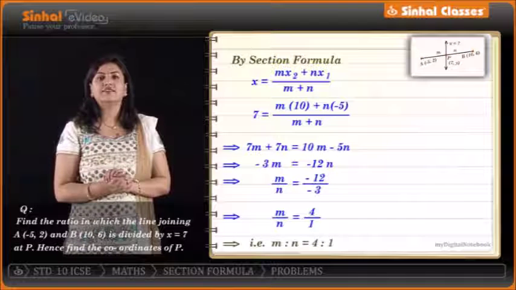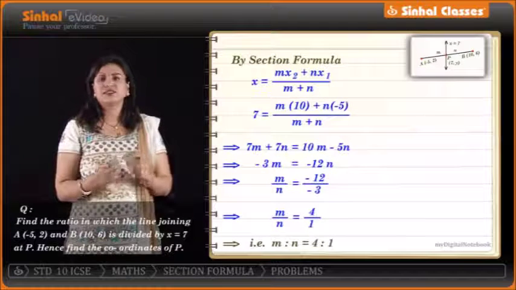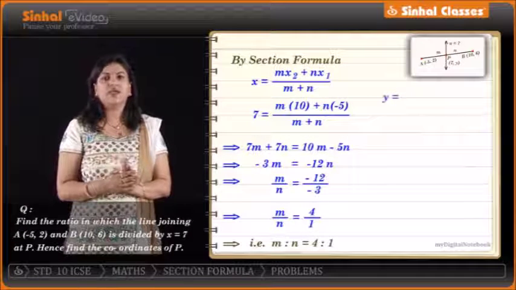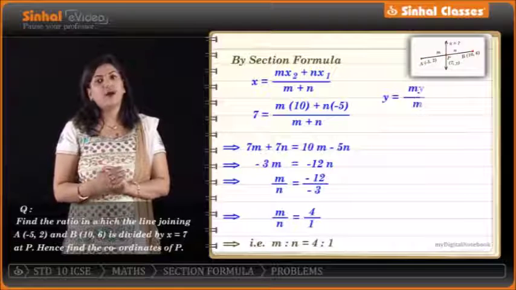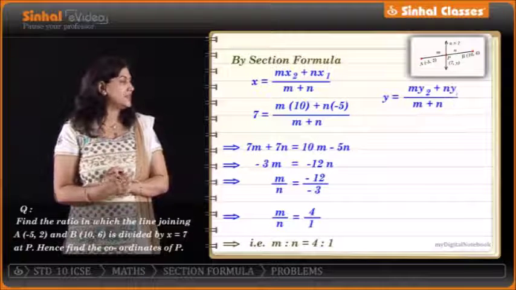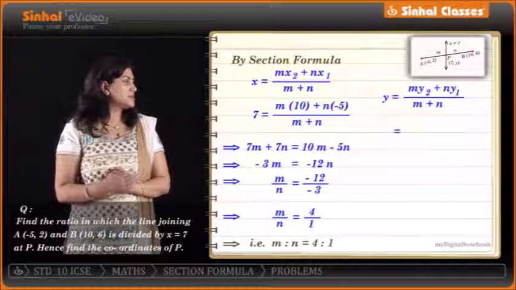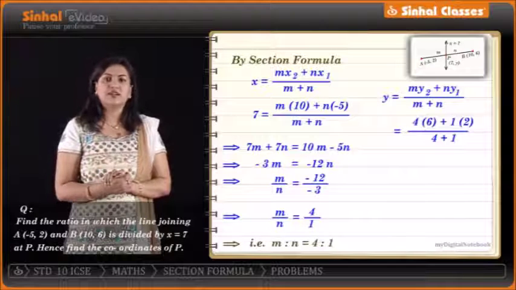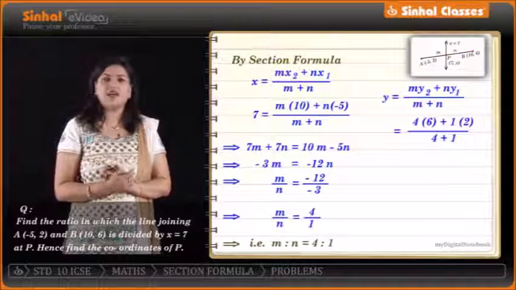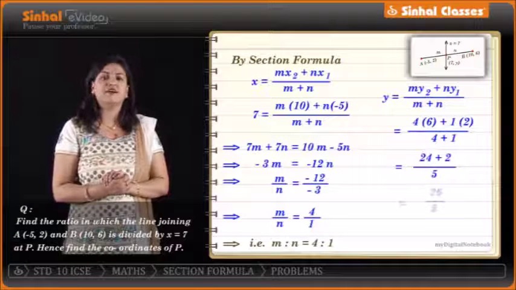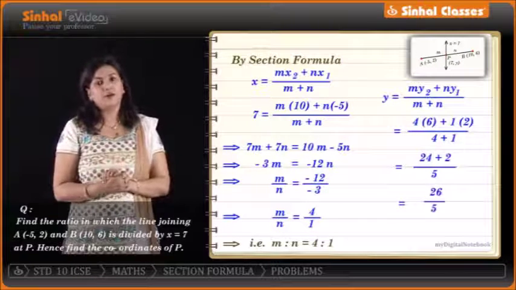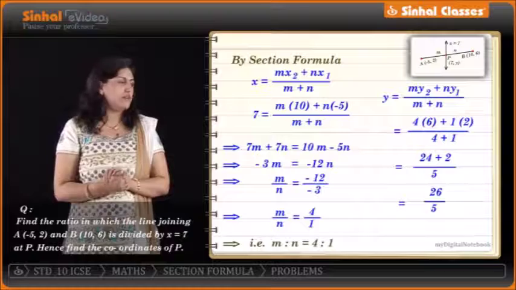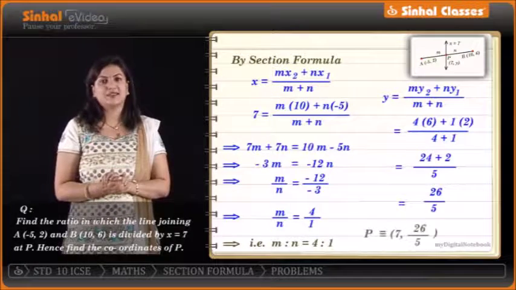Now we want to find the y coordinate for the point P. So this can be done again by section formula. We have y is equal to my2 plus ny1 upon m plus n. That is equal to 4 into 6 plus 1 into 2 upon 4 plus 1. Simplify to get 24 plus 2 upon 5, that is 26 upon 5. So we have the y coordinate of the point P as 26 upon 5. So the coordinates of the point P will be 7, 26 upon 5.